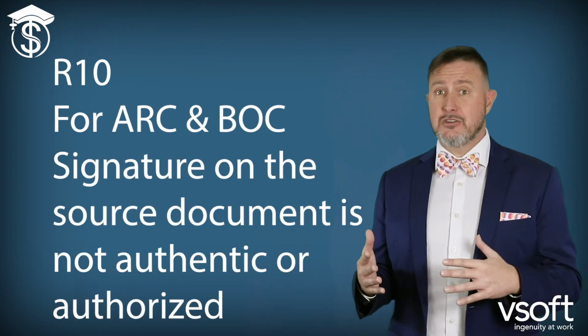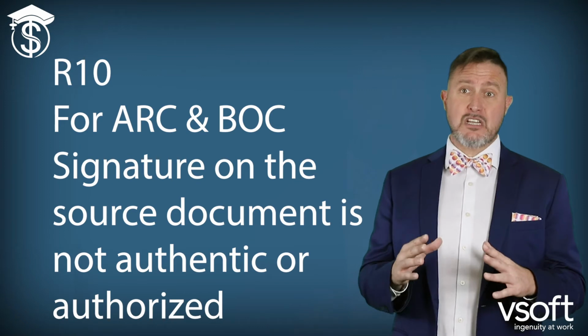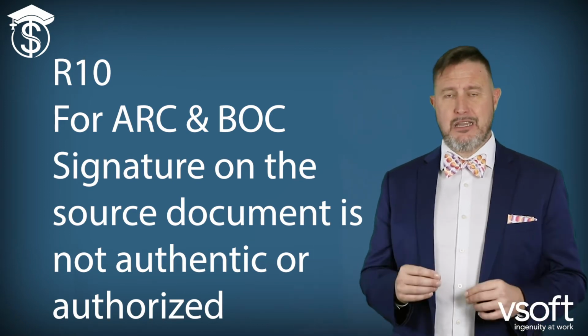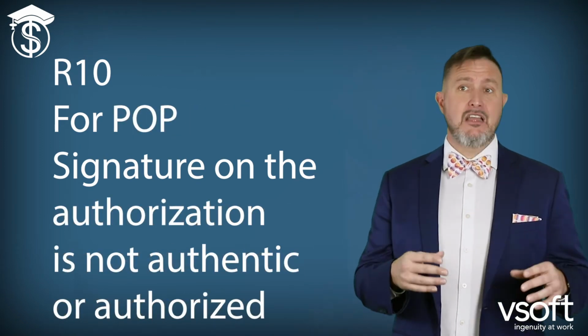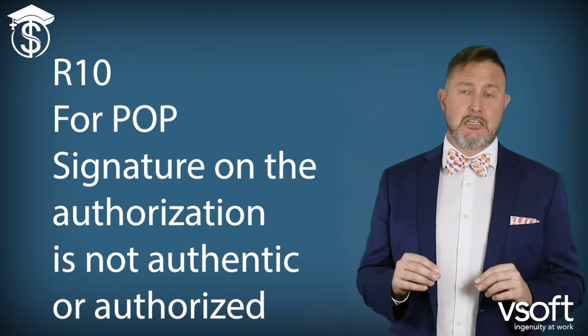For ARC and BOC entries, it is for when the signature on the source document is not authentic or authorized. And for POP entries, the signature on the written authorization is not authentic or authorized. But the R11, now it's different.